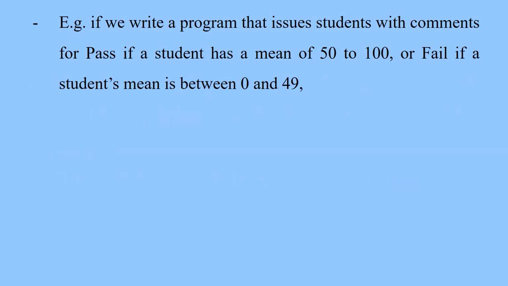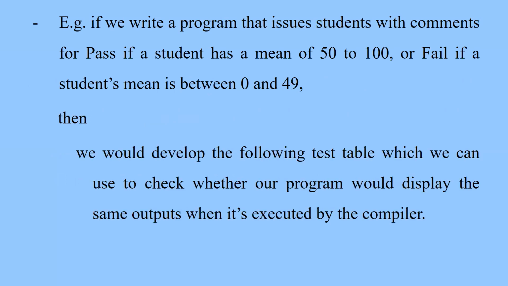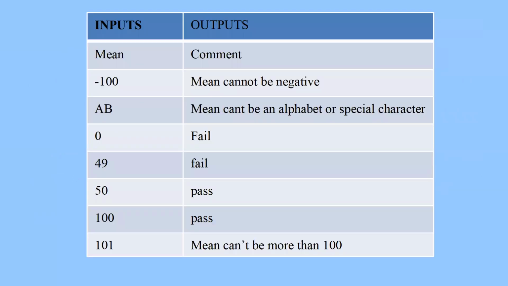For example, if we write a program that issues students with the comments pass, if a student has a mean of 50 to 100, or fail, if a student has a mean between 0 and 49, then we will develop the following test table, which we can use to check whether our program would display the same outputs when it's executed by the compiler. So this is an example. You have a column for input, a column for output. To test now, mean, comment. If somebody enters less than 0, say negative 100, mean cannot be negative. So that should be the output.